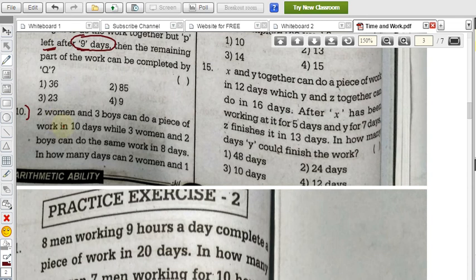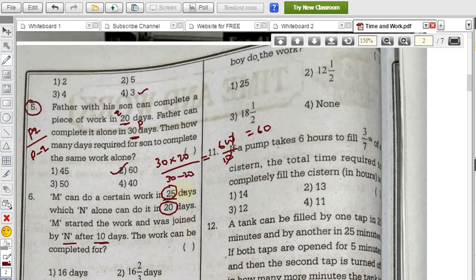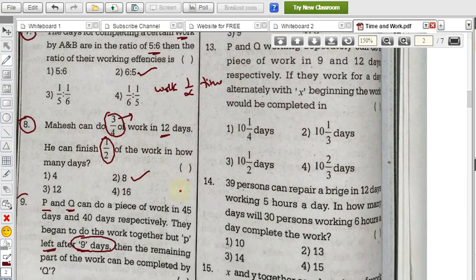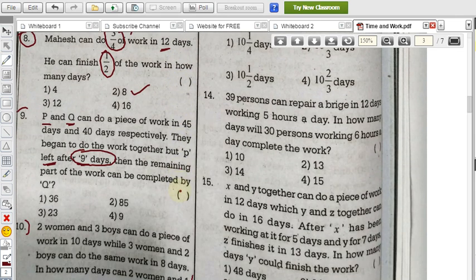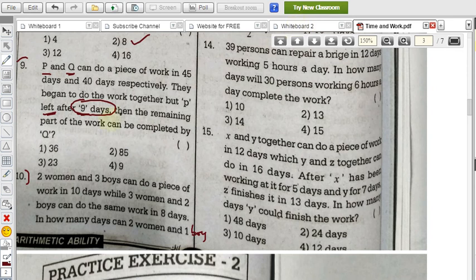Two women and three boys can do a piece of work in 10 days, while three women and two boys can do the same work in 8 days. In how many days can two women and one boy do the work? Yeah, options are given. Okay, I'll tell you this. Let us take the board. Here, two women and three boys can do a piece of work in 10 days. Three women and two boys.